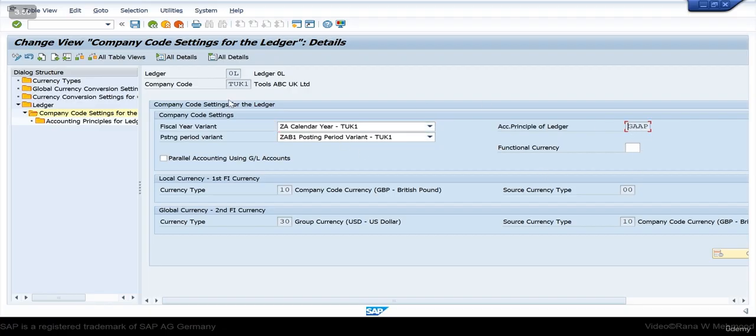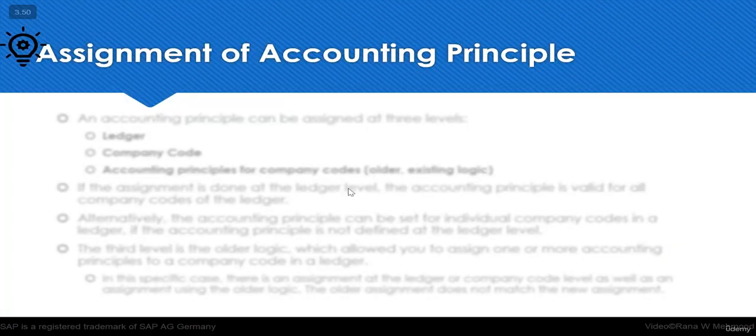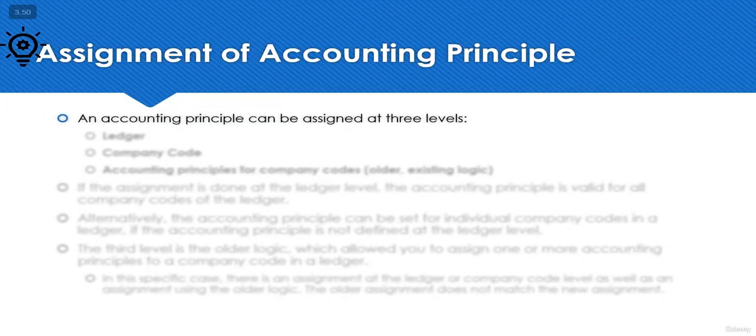Accounting principle of ledger. So first I showed you the accounting principle at ledger, and now you can see that at company code level. So here I will explain further the assignment of accounting principle. An accounting principle can be assigned at three levels: ledger, company code, and accounting principles for company codes, that is older logic but still exists.